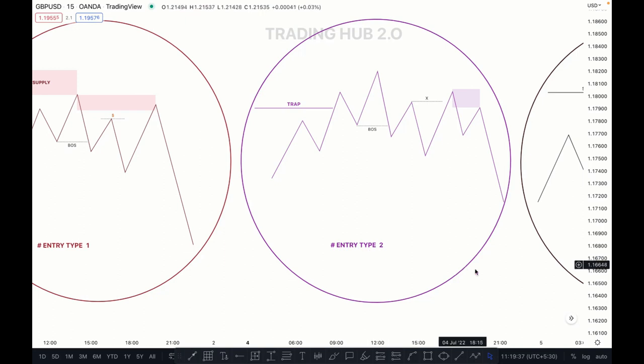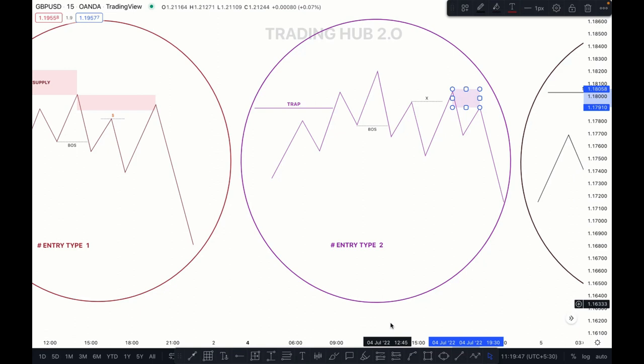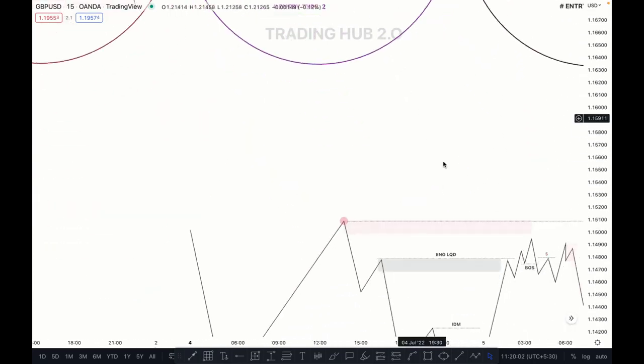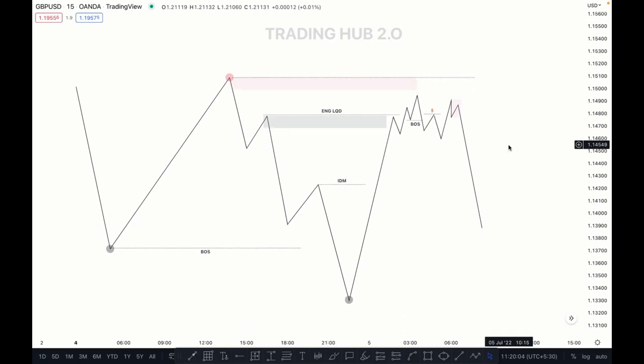And in entry type 2, the market traps the buyers and sellers, and then breaks the structure and takes out the high, and we can sell here, not here, because there is no mitigation. That's why we are not willing to sell here. We are interested in selling here, and this is a high probability, correct? So this is entry type 2, and let me show you how entry type 3 actually works, okay?